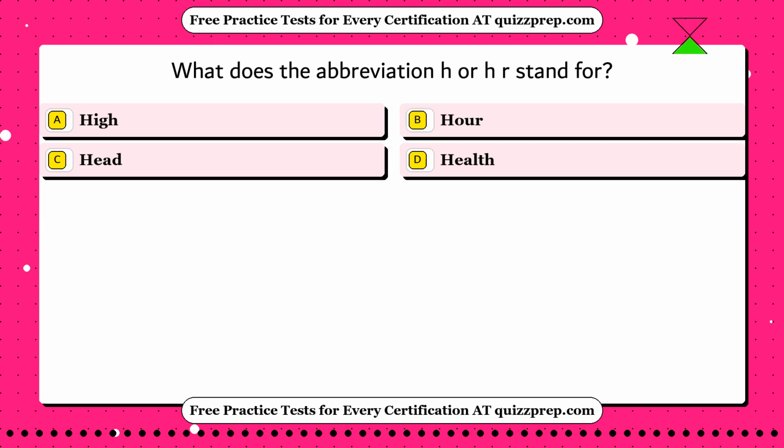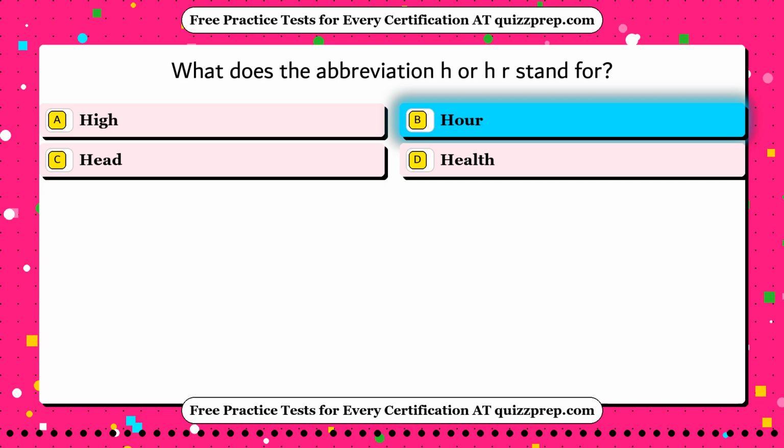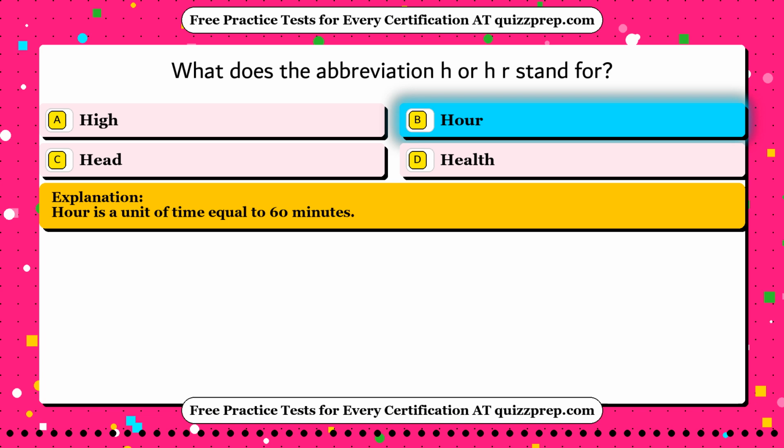Question 49. What does the abbreviation H or HR stand for? Option A, high. Option B, hour. Option C, head. Option D, health. The correct answer is option B, hour. Hour is a unit of time equal to 60 minutes.